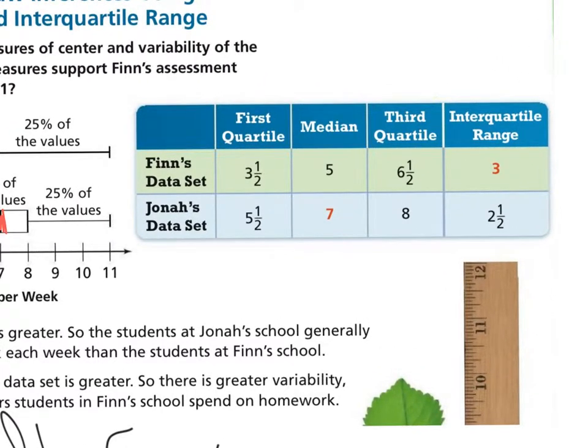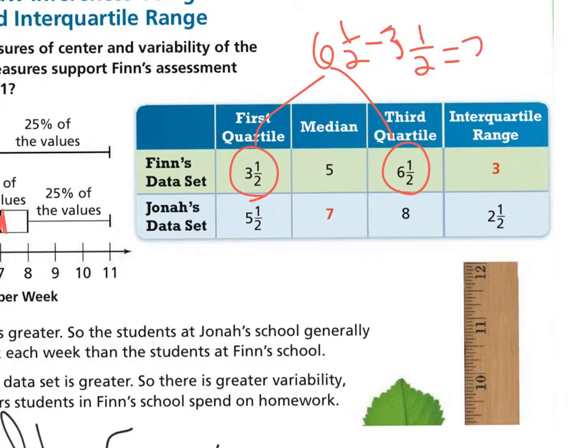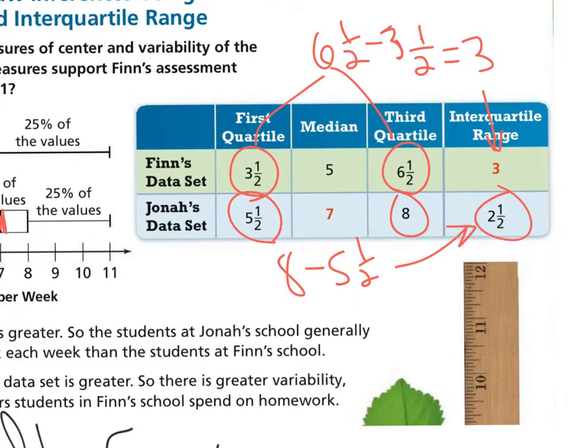So for Finn, the boxes start at 3.5 and they go up to 6.5. If you subtract those, 6.5 minus 3.5, that's how they got the interquartile range like we talked about. Jonah's goes from 5.5 to 8, and if we subtract those, that's how they got the 2.5 interquartile range.